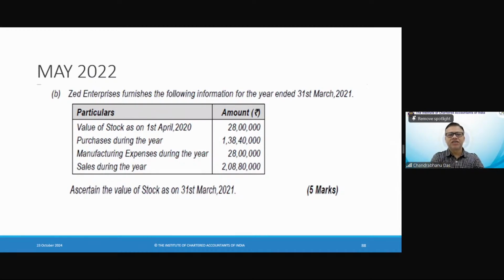So here we can see that for 31st March 2021, you have got the information and value of stock is given, purchases, manufacturing expenses, sales. You have to ascertain the value of stock as on 31st March 2021. Now, on April 1st, 2020, you are getting the opening stock value and you have to find the closing. That means you add the purchases, you add the manufacturing expenses, and you take the sales to deduct the cost of goods sold so that you can arrive at your closing stock.